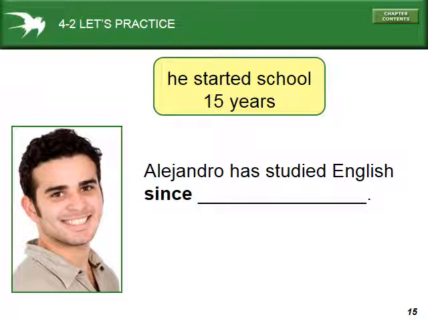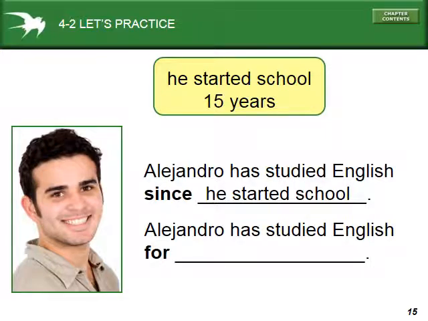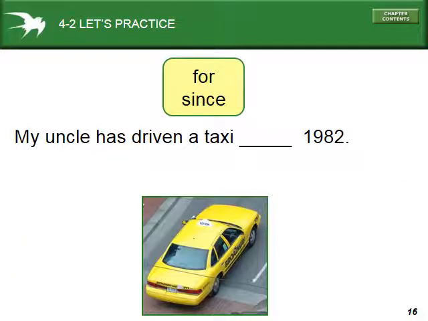So here we say, Alejandro has studied English blank. So since should be used for a specific time, or for a duration of time, a length of time. Should be a specific time, since he started school. And Alejandro has studied English, and this should be for 15 years because this is a duration of time.